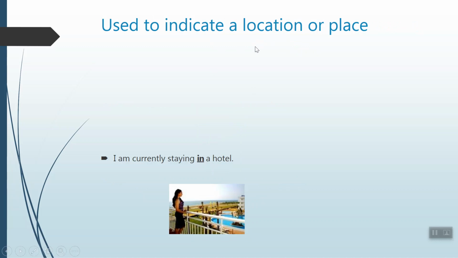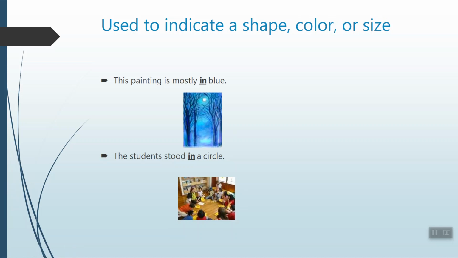In is used to indicate a location or place. For example, I am currently staying in a hotel. It is also used to indicate a shape, color, or size. For example, this painting is mostly in blue. The students stood in a circle. Here we have color.